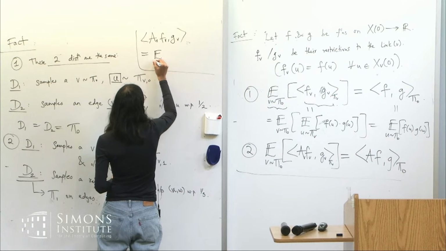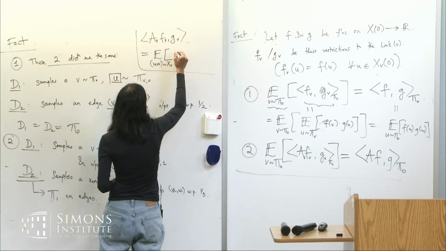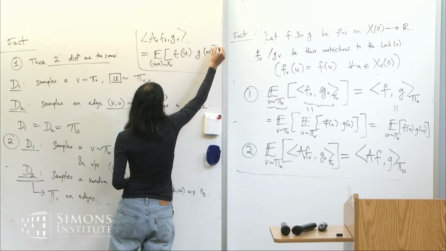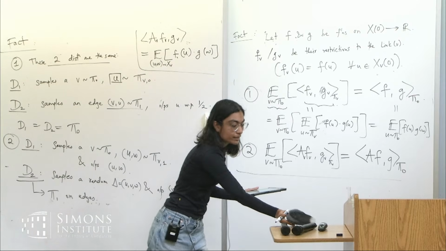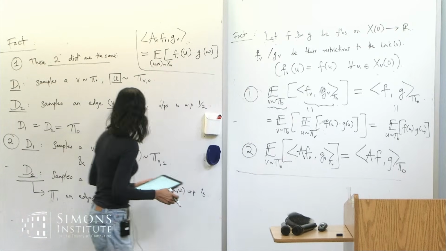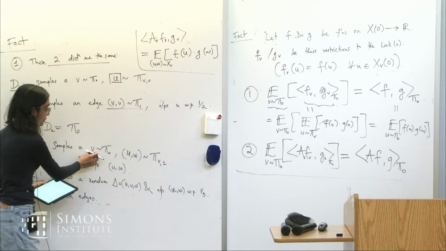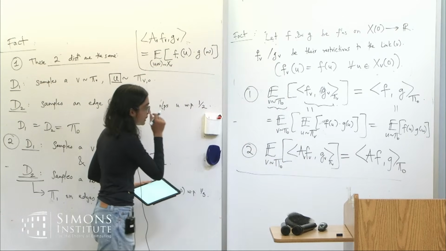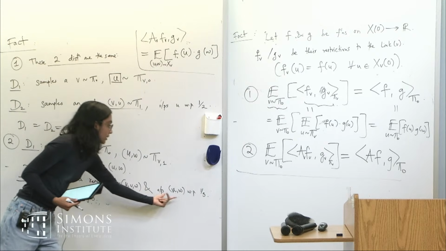So I won't prove the whole thing here, but the basic observation is that AV, the inner product of FV and GV, is equal to the expectation over the edges in the link of V of F of U times G of W. So again, the first thing is looking at the distribution D1, which samples a V and an edge in its link, whereas the second quantity is directly looking at an edge.